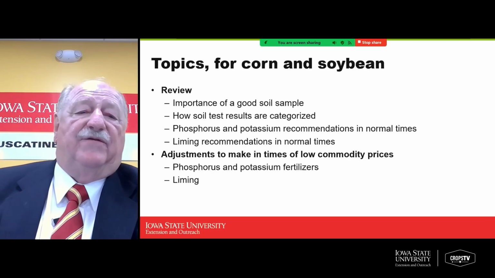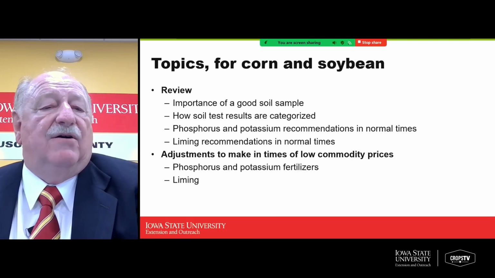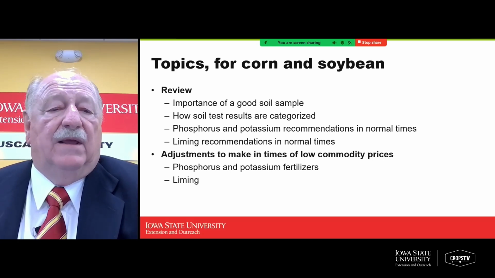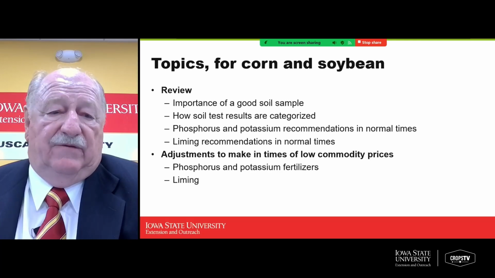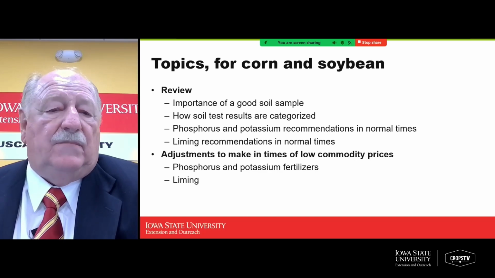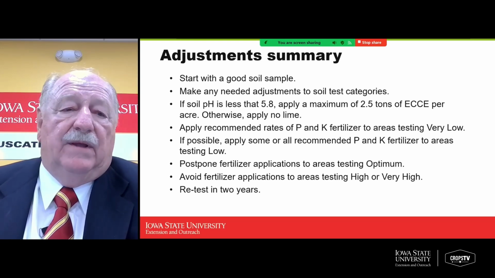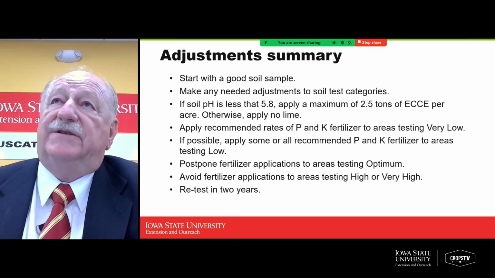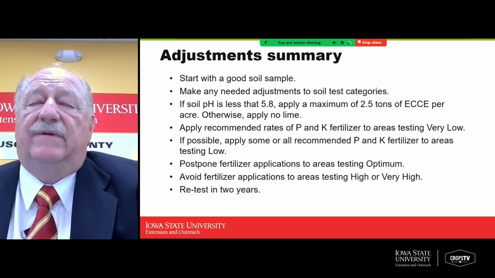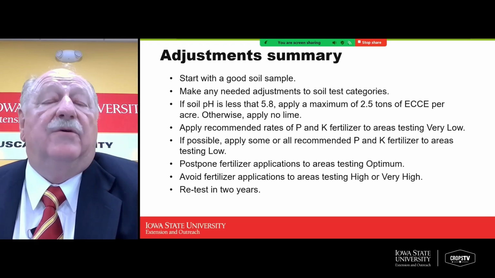So what we have done in the last few minutes is we've talked about the importance of a good soil sample, how soil tests are categorized, how phosphorus, potassium, and lime recommendations are made in normal times, and then what adjustments to make to phosphorus, potassium, and lime applications in times of low commodity prices. We said that we needed to start with a good soil sample. We need to make any adjustments to soil test categories as listed on the soil test report. If pH is less than 5.8, make a lime application, but not anything over 2.5 tons. Otherwise, apply no lime.